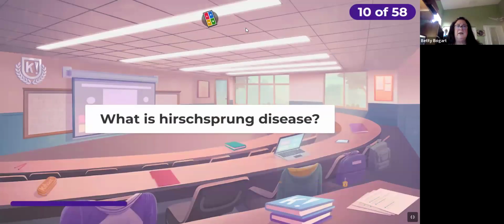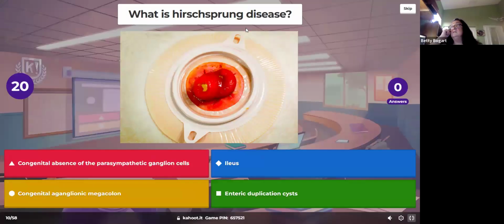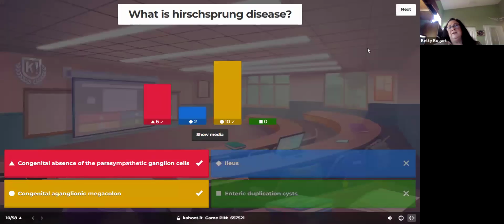A multi. What is Hirschsprung's disease? Hirschsprung's disease is when there's no nerves in that portion of the intestinal tract. It's also called congenital aganglionic megacolon. That means you're born with it, aganglionic, no nerves, and it's an obstruction, megacolon.